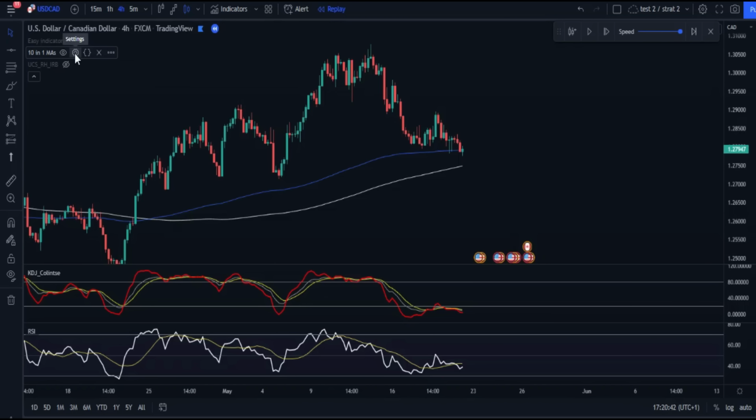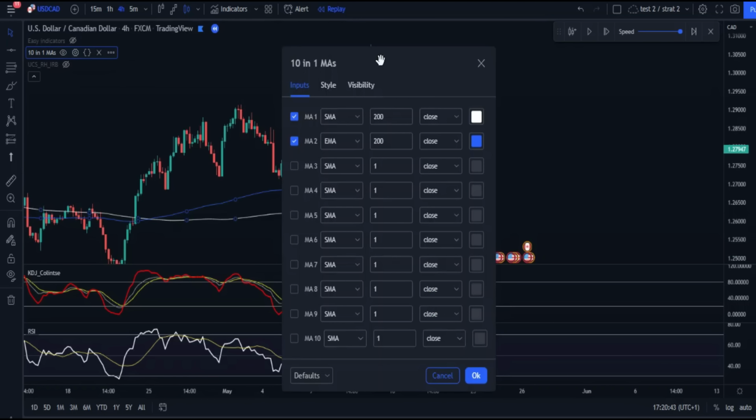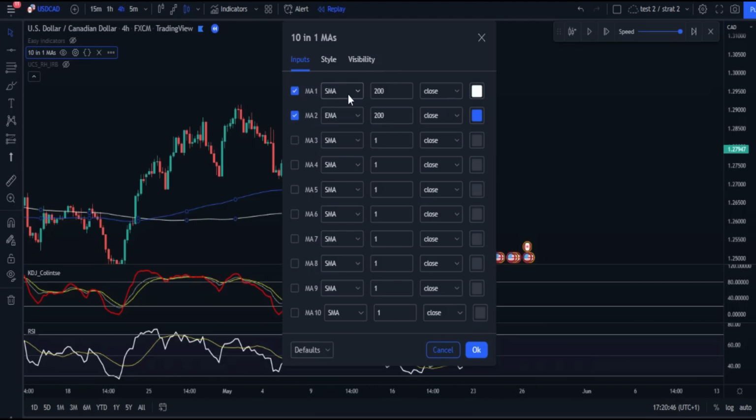Most of the time, I use the 10 and 1 indicator as it is free and saves space for other indicators. As for the settings, I use the simple moving average 200 as a secondary indicator, as well as EMA 200, which is the primary and always the most important indicator.